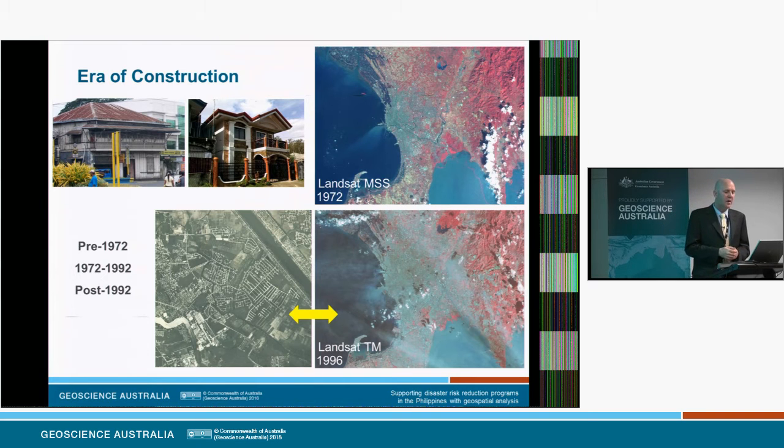And then there was another major change that followed, which is the Structural Code of the Philippines in 1992. So the vulnerability models that were going to be developed for the buildings in the Philippines would also take into account the age of the building. And so what we needed to do as part of the exposure information development was to capture what we call the era of construction. So there's 3 eras there.